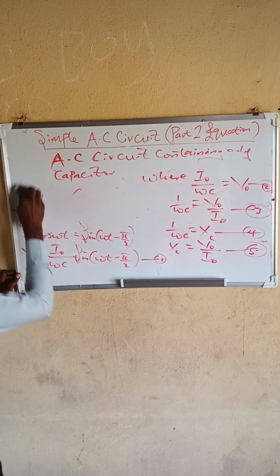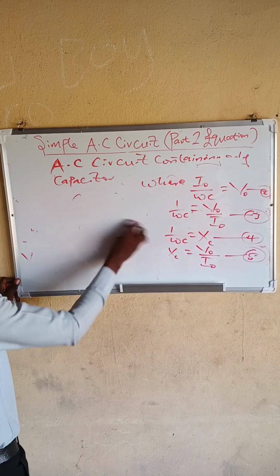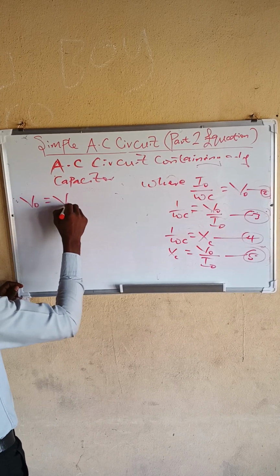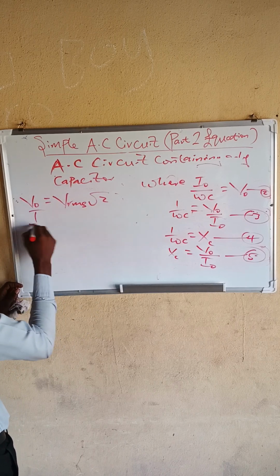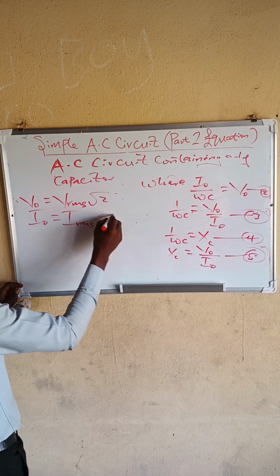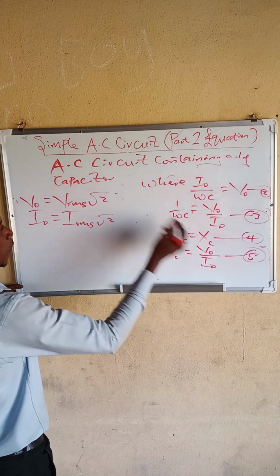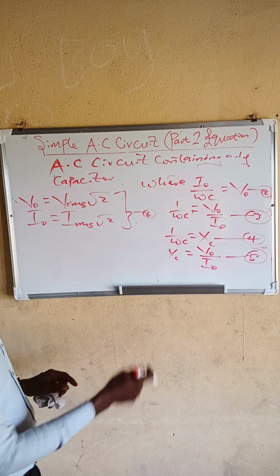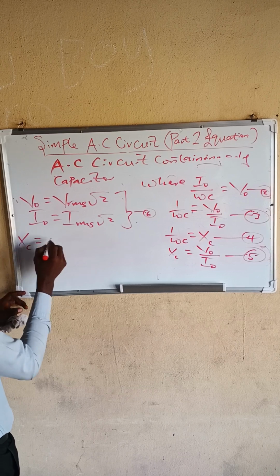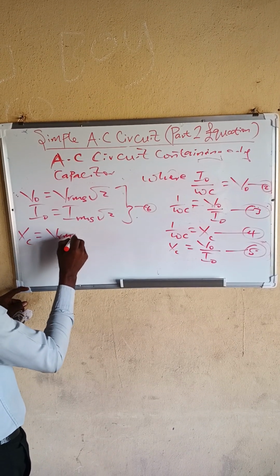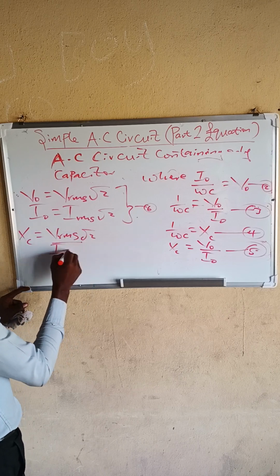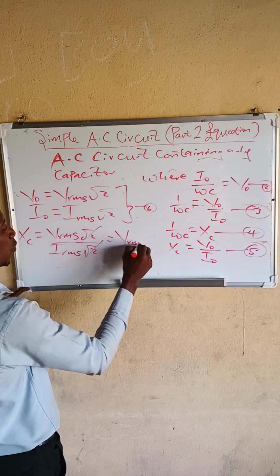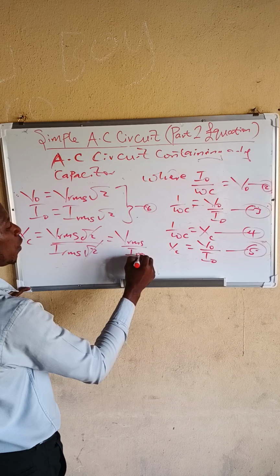We also recall that peak voltage is given as voltage root mean square times root 2. Peak current is given as current root mean square times root 2. Call this equation 6. Substituting equation 6 into equation 5 will give me Xc equal to voltage root mean square root 2 over current root mean square root 2. Root 2 will cancel root 2. That gives me voltage root mean square over current root mean square.